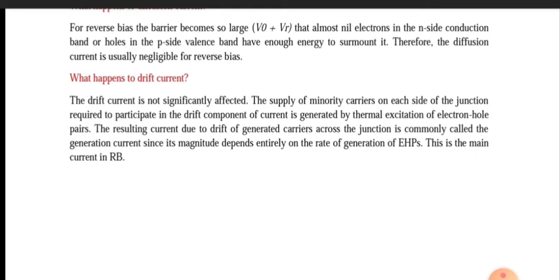The resulting current due to drift of generated carriers across the junction is commonly called generation current, since its magnitude depends entirely on the rate of generation of electron hole pairs. This is the main current in reverse bias. So in reverse bias we have only this small amount of current due to the minority charge carriers in the P and N sides of the semiconductor. Only the drift current is present, in the range of microampere or nanoampere, so a small reverse current is present in the PN junction under reverse bias, and diffusion current is 0.